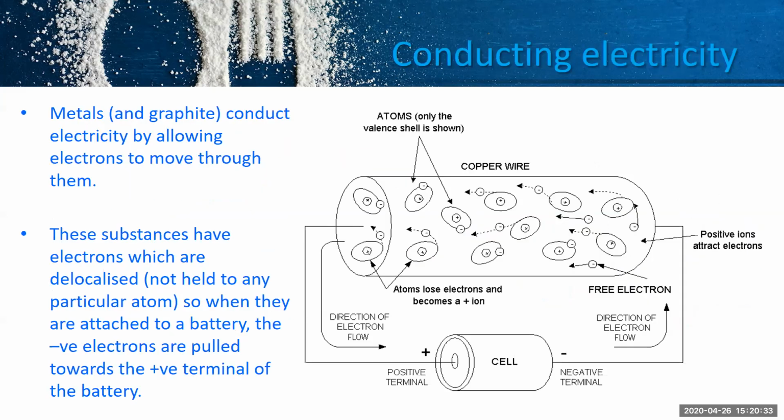Conducting electricity. Now, conducting electricity is not something that is very well understood, I find. So we're going to flick to the whiteboard and talk a little bit more about that in a minute. And metals and graphite are the only substances that can conduct electricity by a flow of electrons. And that's because those substances have electrons which are what we call delocalized. And we're going to talk a lot more about that when we talk about metallic bonding. Delocalized means they're not actually held to any particular atom. They're just kind of wandering free.